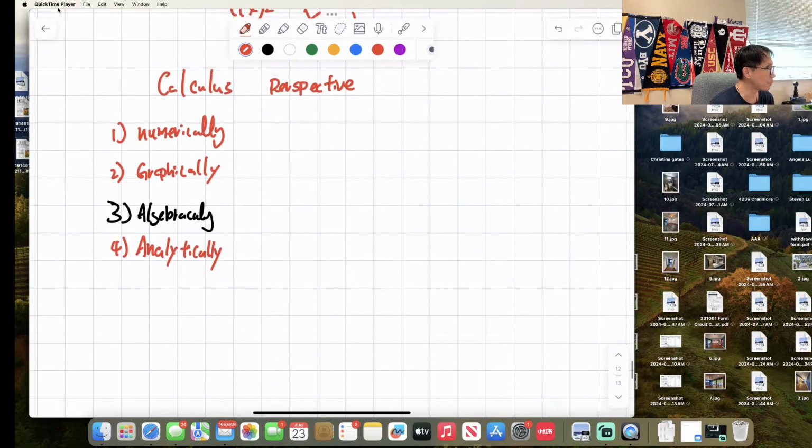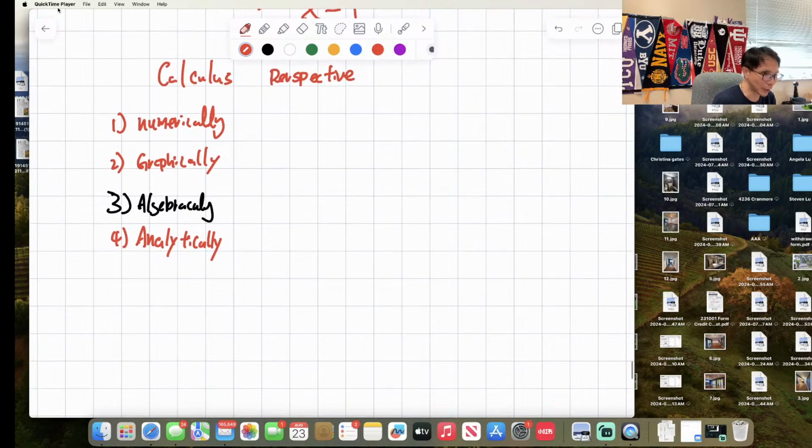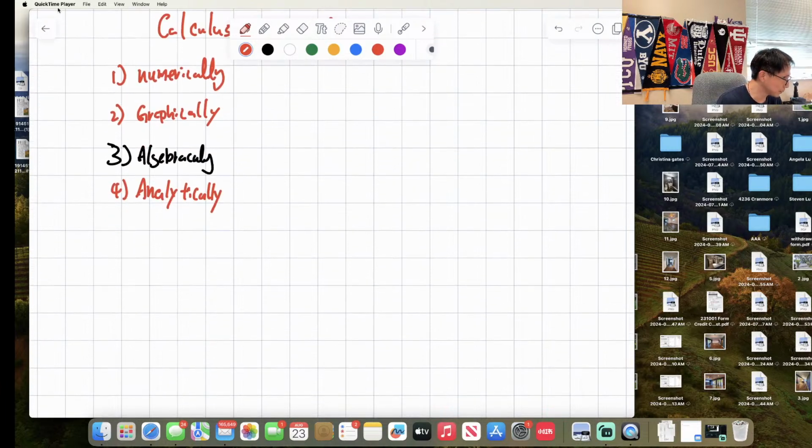So those are the 4 perspectives that you're gonna use all the time. 50% of the time we're gonna deal with algebraically, and probably 20-30% of the time you're gonna deal with graphically. Numerically is probably like 5%, and analytically probably another 10%. But that's all give and take. Don't take my word for it, just roughly. Roughly, that's how much time we're doing different things.